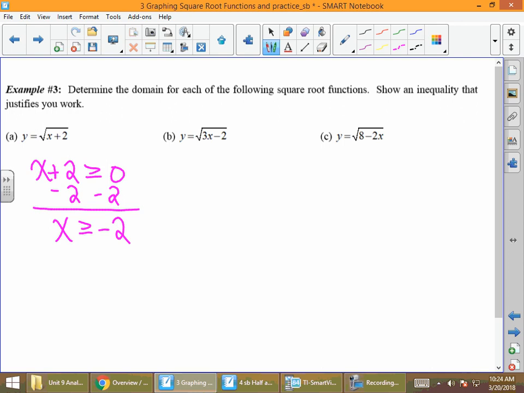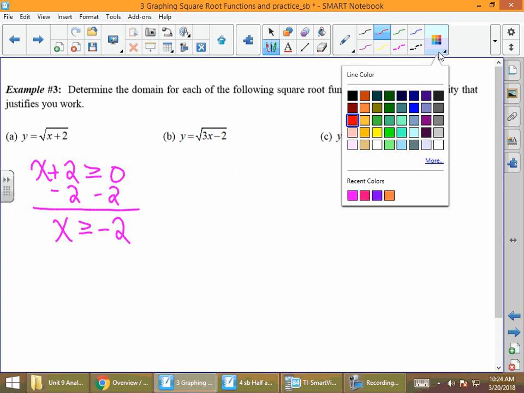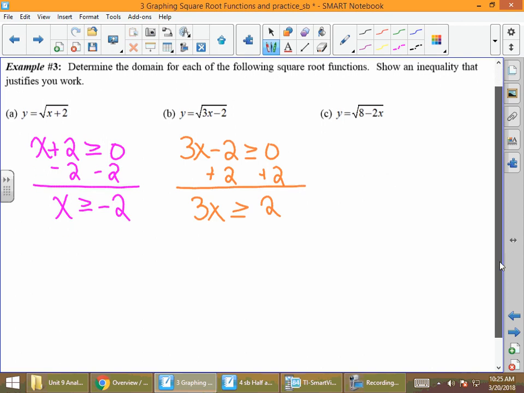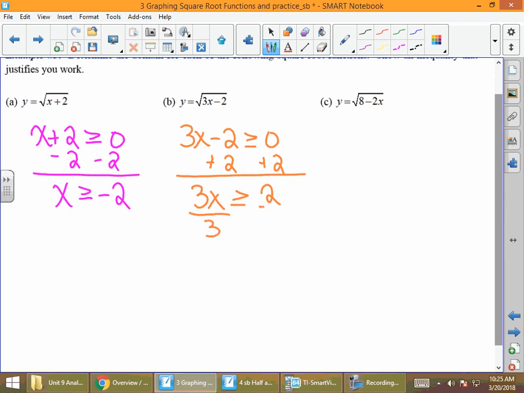Letter B, same kind of thing. We're going to take the value underneath the radical, 3x minus 2, and set it greater than or equal to 0. So 3x minus 2 greater than or equal to 0. And now we're going to move the 2. So add 2 to both sides. And we get 3x is greater than or equal to 2. And then it's 3 times x. The opposite operation is divide both sides by 3. We get x is greater than or equal to 2/3.